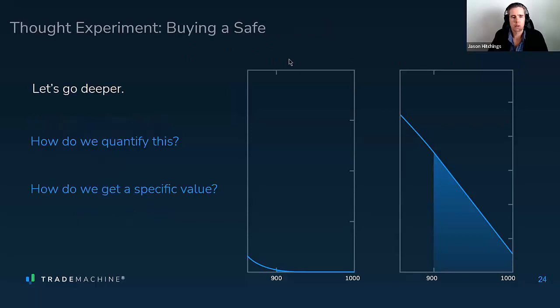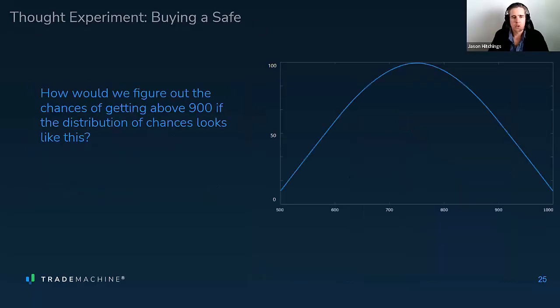But now we're going to go in a little deeper. That's kind of where we left it in part one. So now for part two, we're actually going to try to quantify it. We're going to try to figure out what the real specific value of that would be based on that shape. So how do we figure out the amount of value tied up in this distribution that's over $900?